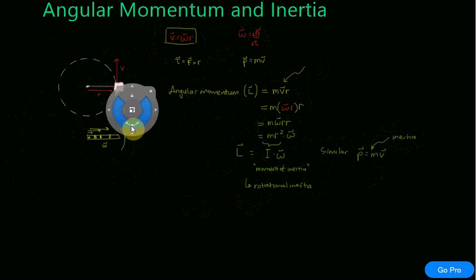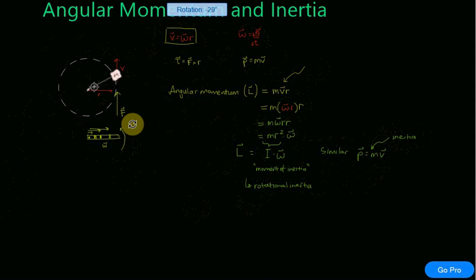In a similar manner, as this object is rotating with constant angular velocity, the heavier that object is, the larger the torque I have to apply in the opposite direction in order to get it to stop. So very similar concepts that we're talking about here at the end of the day. Hopefully that makes sense intuitively.